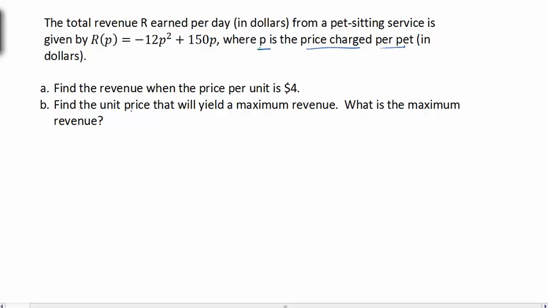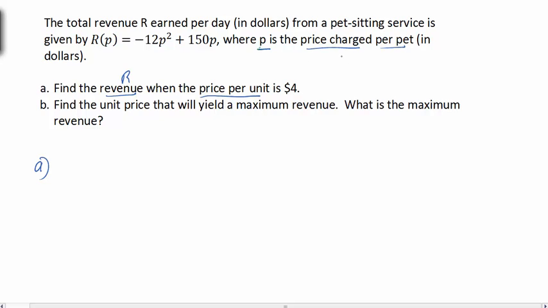And B says find the unit price that will yield a maximum revenue. And then it says what is the maximum revenue? So really we have three things that we need to find. So if we look at part A first, it says find the revenue. So that's R, find the revenue R when the price per unit is $4.